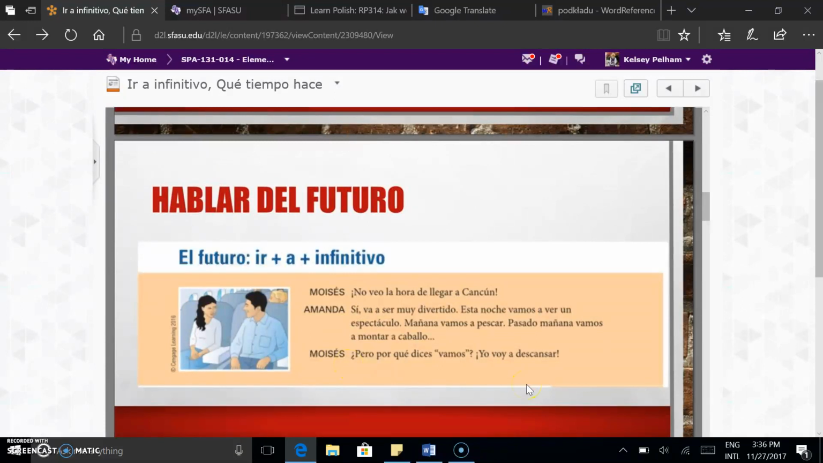Yo voy a descansar. So I can't wait to get to Cancún. Yes, it's going to be, va a ser, it's going to be, muy divertido. Esta noche vamos a ver, we're going to see, un espectáculo, a show. Mañana vamos a pescar, we're going to fish. Pasado mañana, the day after tomorrow, vamos a montar a caballo. We're going to go horseback riding. Pero ¿por qué dices vamos? Why are you saying we're going to? Yo voy a descansar. I'm going to rest.